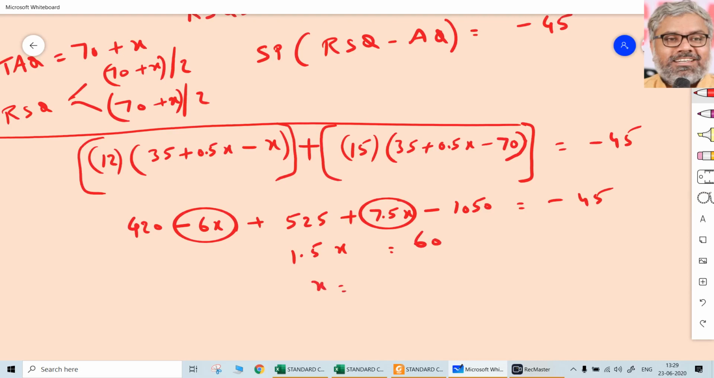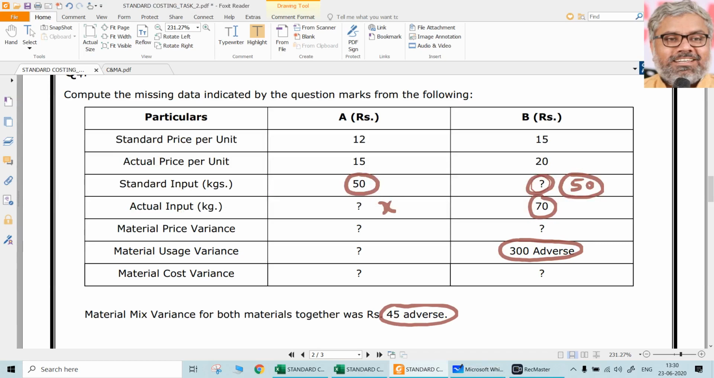So naturally x will be how much? 60 divided by 1.5, that is 40. And what was x, what we took as x first of all? That is the actual quantity of A. That we got now, 40. So what else we want? We have everything. We have standard price of both A and B. We have actual price of both A and B. We have standard quantity of both A and B, 50-50. Actual quantity of A and B, 40-70. Every variance you can calculate whatever is there.